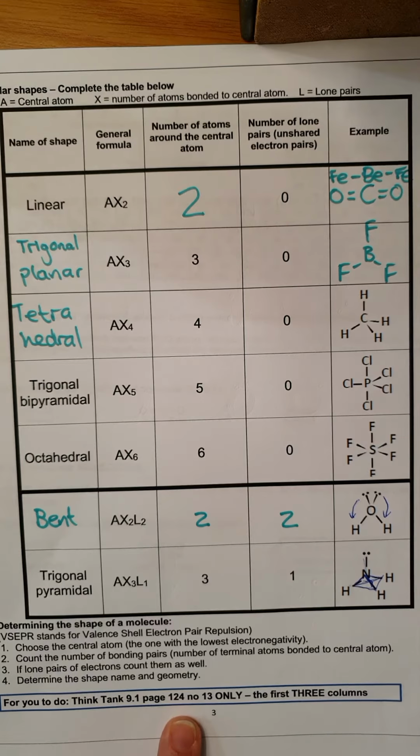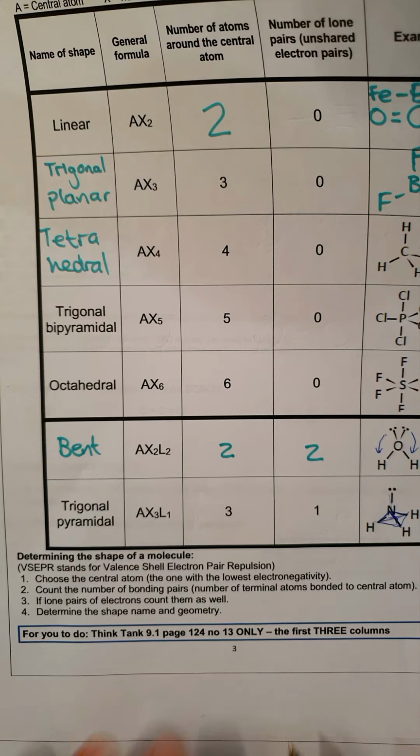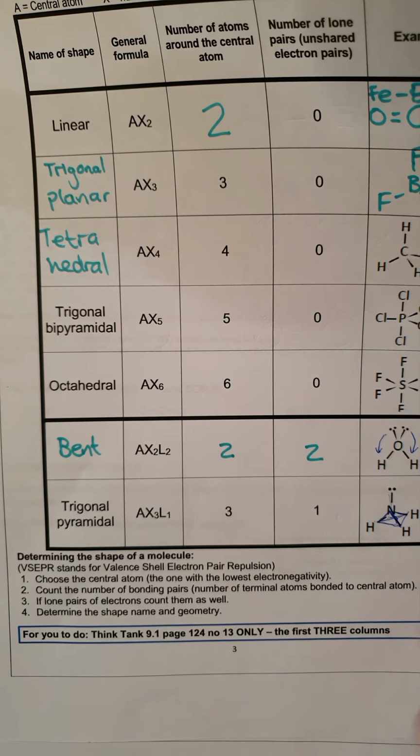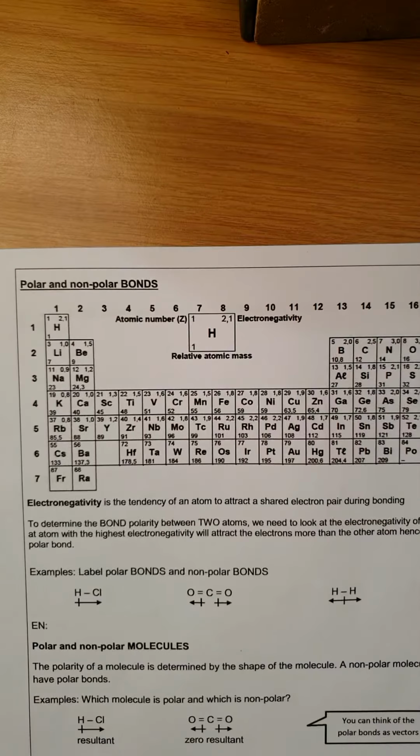You hopefully have done this task, Think Tank 9.1. I only wanted you to do number 13 because it was quite intensive, quite a lot, and you had to do the first 3 columns. So now what we're going to do is look at polar and non-polar. So now this is starting fresh.